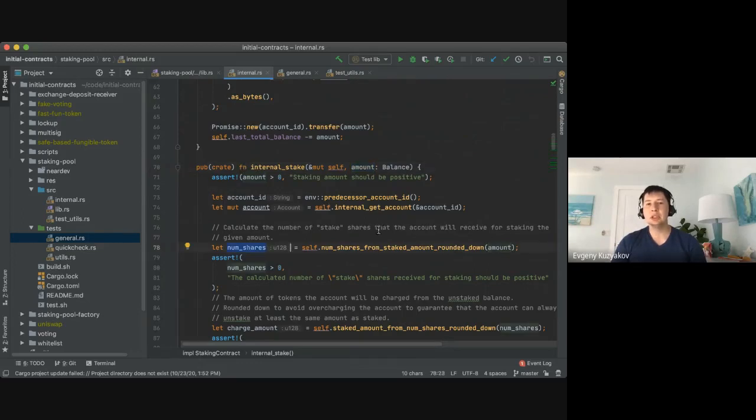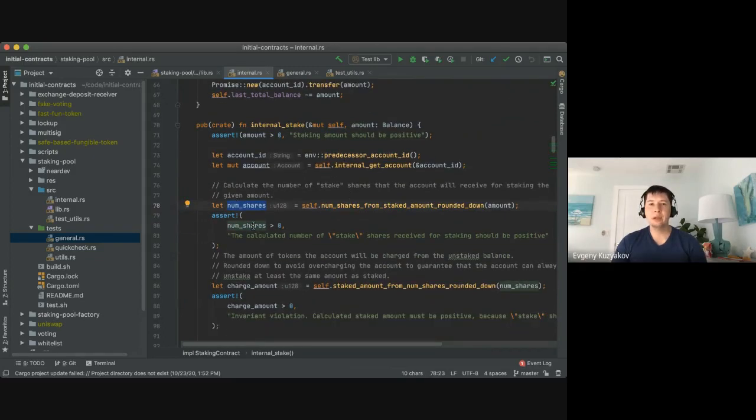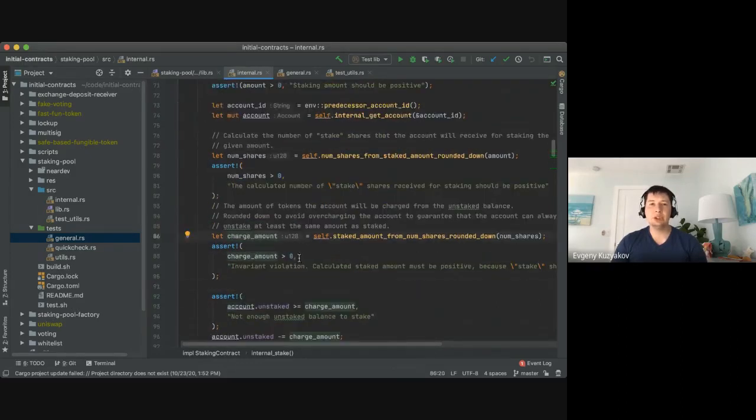We calculate how many shares, rounded down, again, down, not up, are required to stake the given amount. So this is how many shares the owner will receive. It has to be positive. Then we check the amount, how much the owner should pay for these shares. Again, rounded down. This is to guarantee that the owner, when they purchased shares and converted back without rewards, never lost 1 yoctoNEAR because it might break the guarantee.